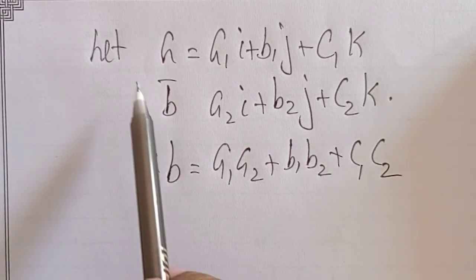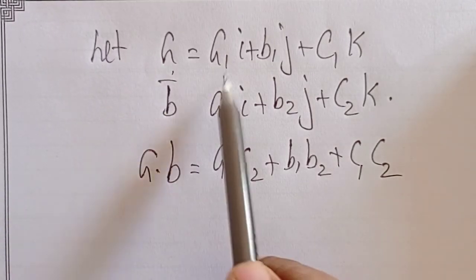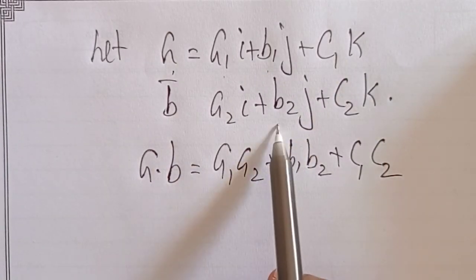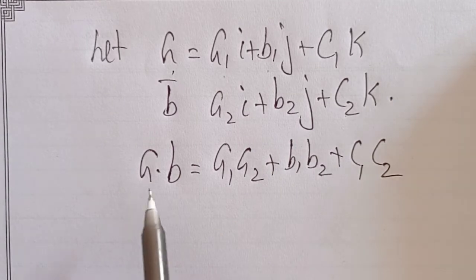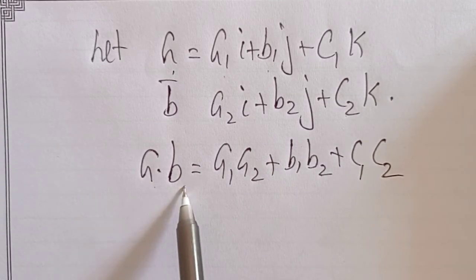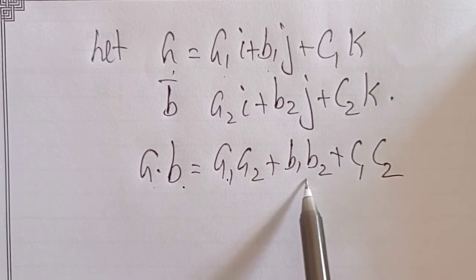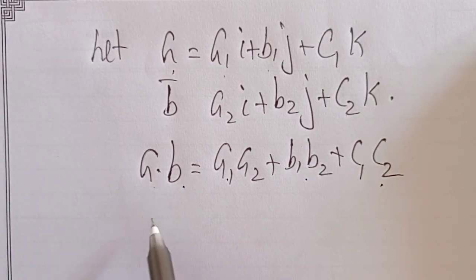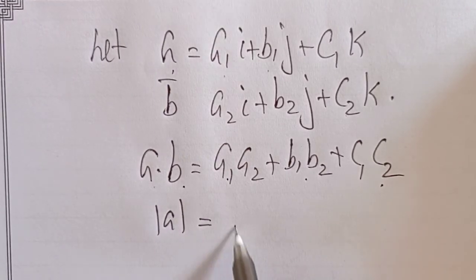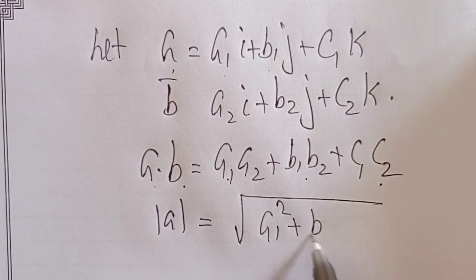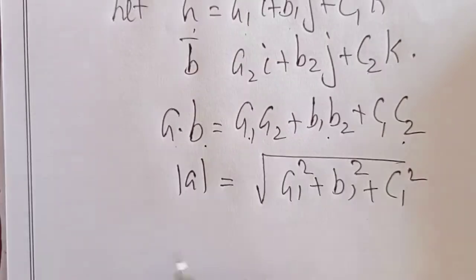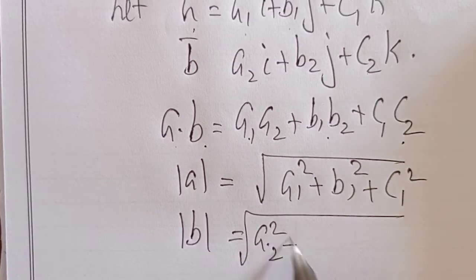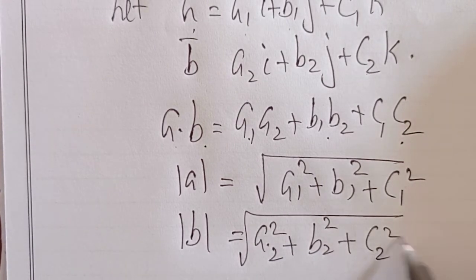All of you look here. Here A is equal to the vector a1i plus b1j plus c1k and B is the vector a2i plus b2j plus c2k. Then can you say what is the formula? A dot B is equal to a1a2 plus b1b2 plus c1c2. Isn't it? Again we know how you find the modulus of the vector: mod A is root of a1 square plus b1 square plus c1 square and mod B is root of a2 square plus b2 square plus c2 square.